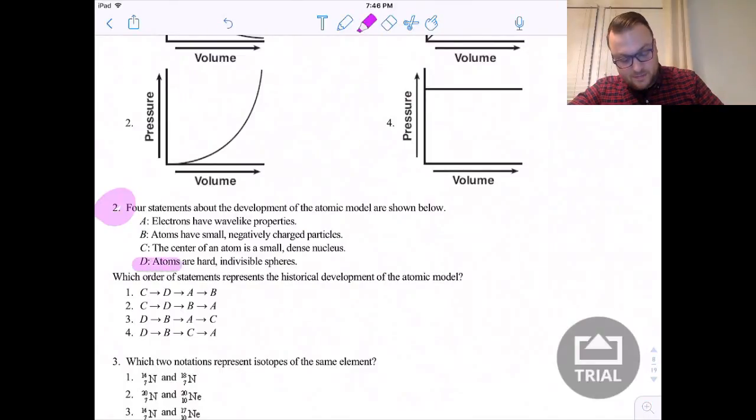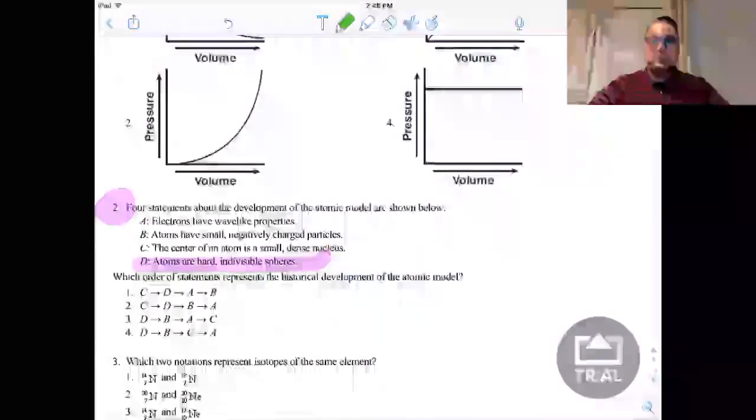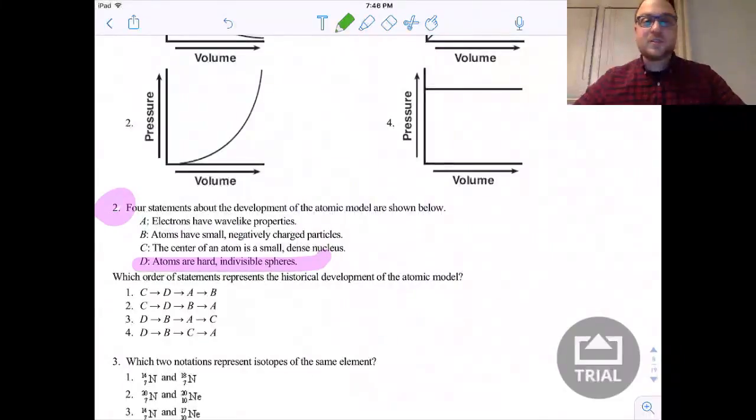Atoms are hard spheres. This guy's just saying atoms are like tennis balls. No, that's wrong. Can you imagine if that was just in your body? I can't even imagine how he jumped to that conclusion because you would probably feel that inside of you since everyone is made of atoms. So there's no way that D is not the first one. So these two are out.